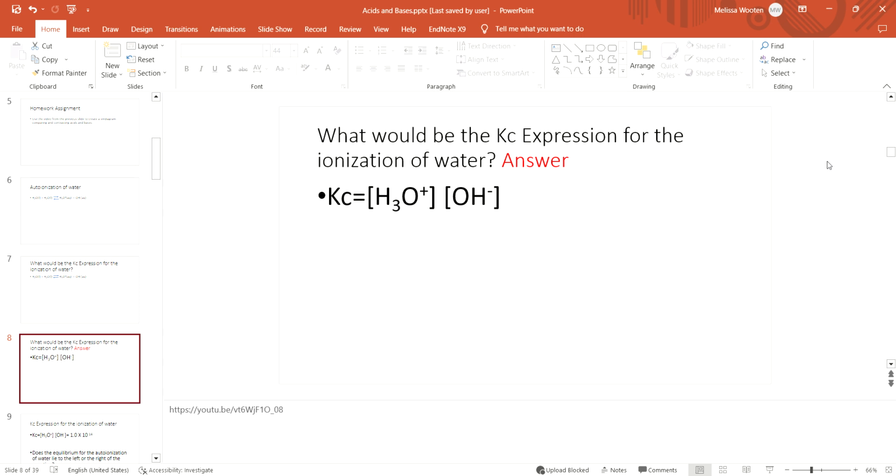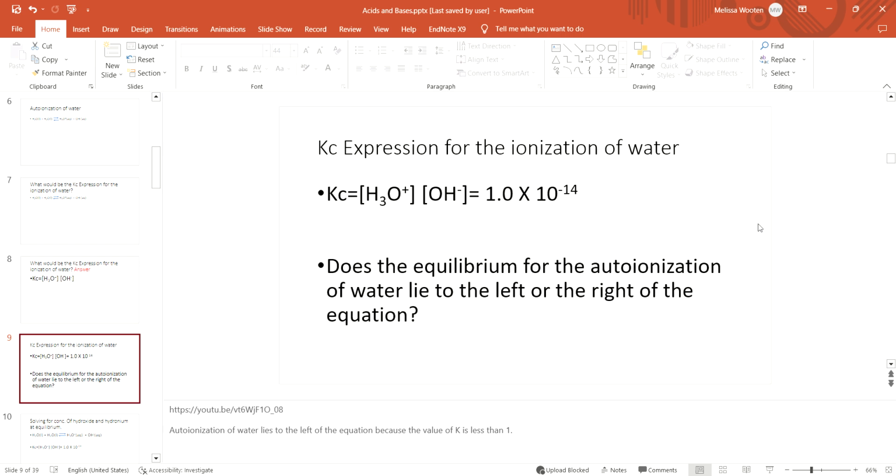You should also know that this expression is referred to as Kw. It has a C here, but this particular expression is referred to as Kw. And the Kw is indicative of, specifically, the autoionization of water equilibrium expression. This Kc expression is equal to 1.0 times 10 to the negative 14th.